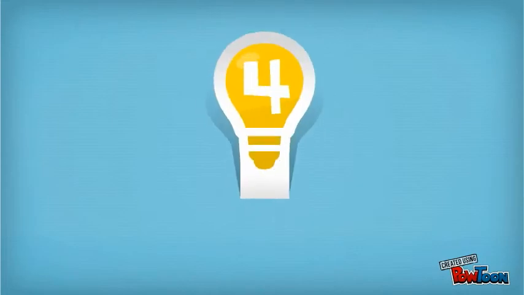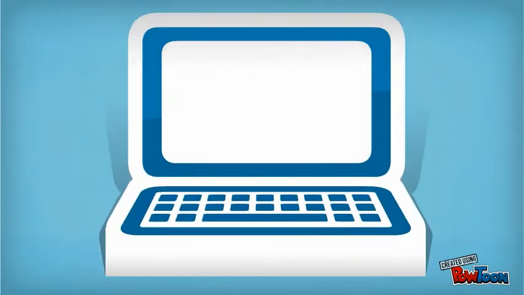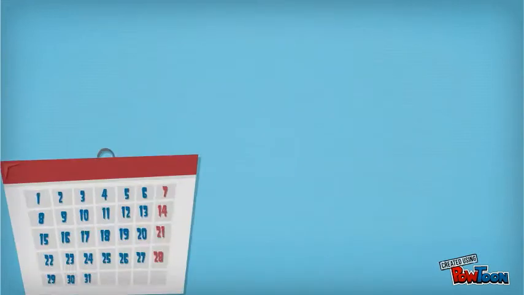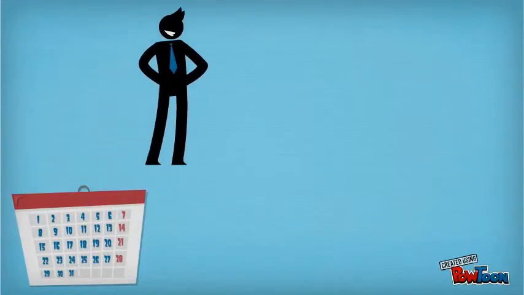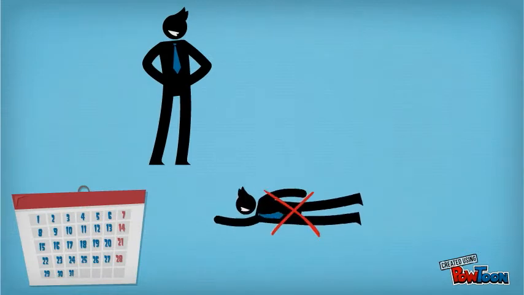The next step, run. In this step, there are three important parts to take into consideration. Action plan. We must state constant measures that are critical to improve our process. These measures will be registered in a plan that should contain dates, the activities required to implement the measure, and who is responsible for implementing it.